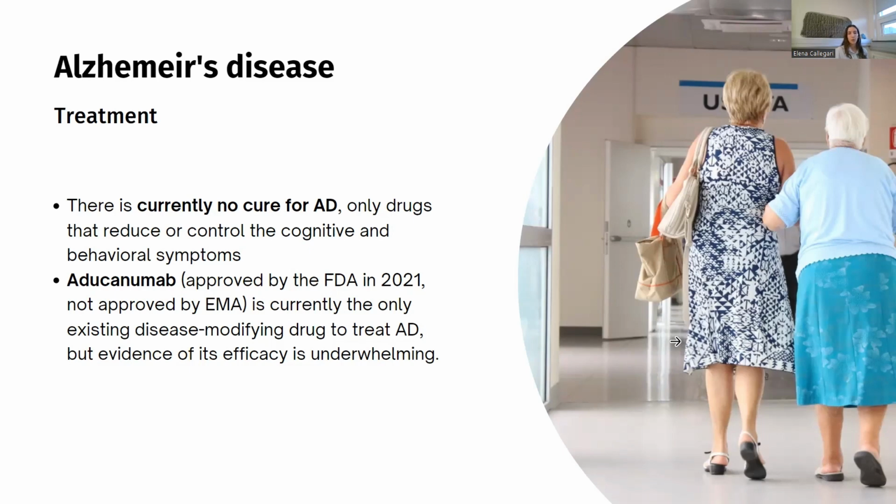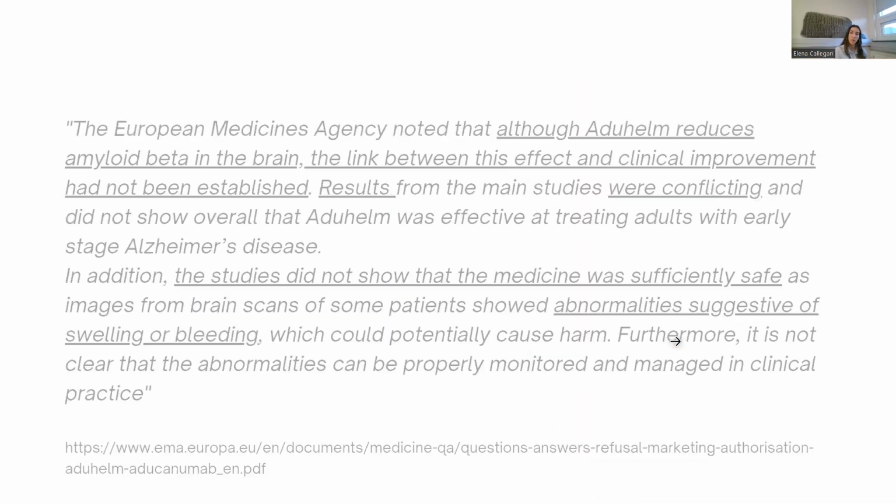There is one drug that got a lot of attention recently, and this agent is called aducanumab. And this currently is the only existing disease-modifying drug that is used to treat Alzheimer's disease. But the point is that the evidence that this is actually doing anything is very underwhelming. And it is so underwhelming that this drug is approved in the US, but it's not approved by the European Medicines Agency. The reason why the European Medicines Agency did not approve this drug, you can read here in this report.